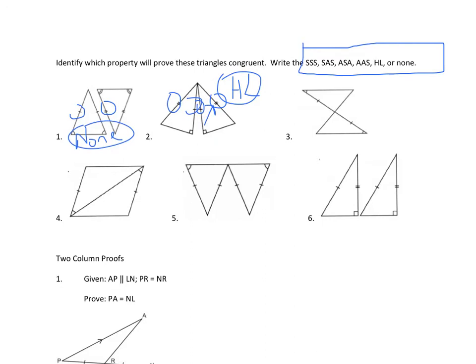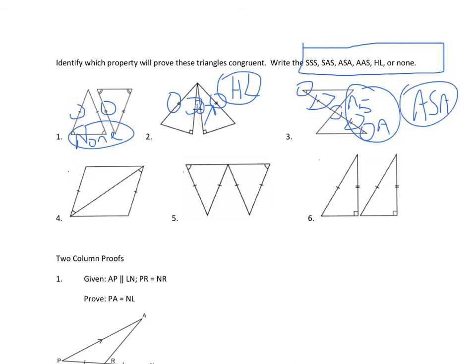In number 3, we've got an angle here congruent. We have a side congruent. And remember, we have a vertical angle here and vertical angle here, so we have an angle. So if I look at the bottom triangle, that would be angle, then the side, then the angle. So ASA would prove those triangles congruent.